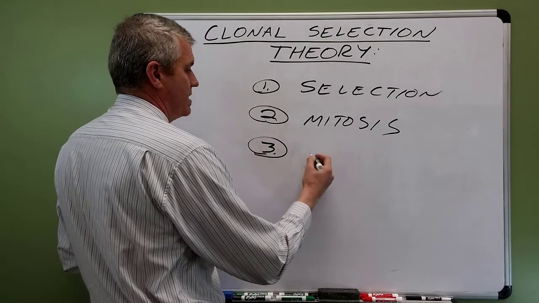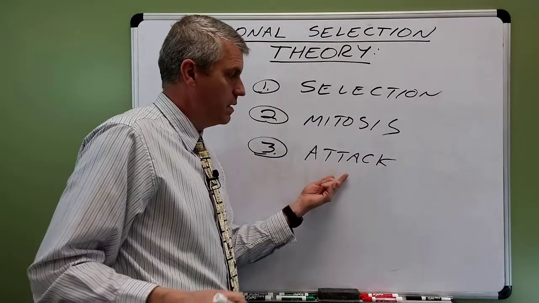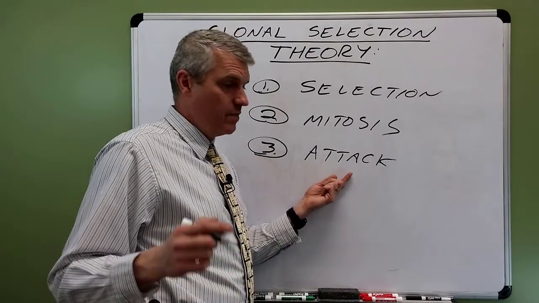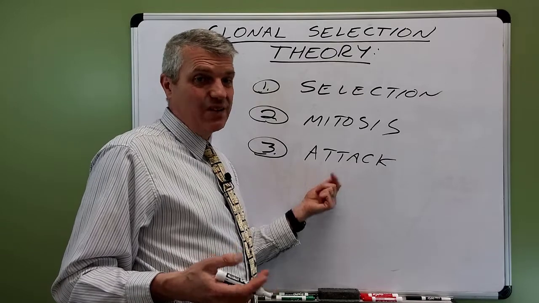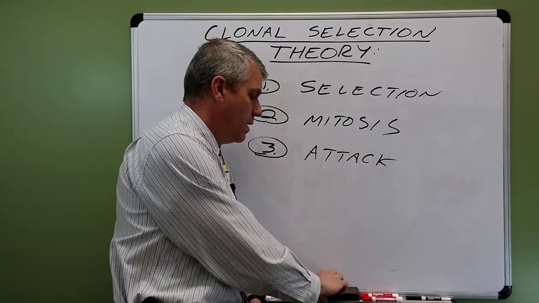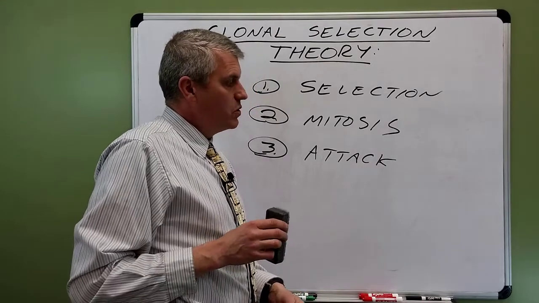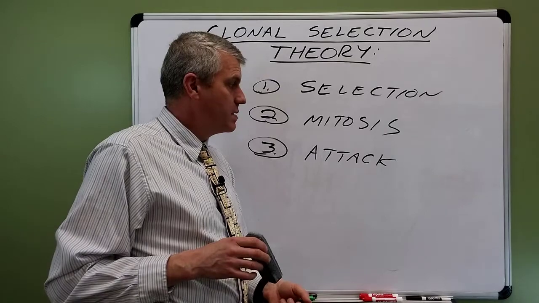And of course, the last step is the attack. How is it that that attack happens? How is it that your immune system actually goes after and gets rid of this alien antigen or destroys this alien antigen? And there's different ways. And again, we'll just talk about one specific one, which is B cells and the production of antibodies.